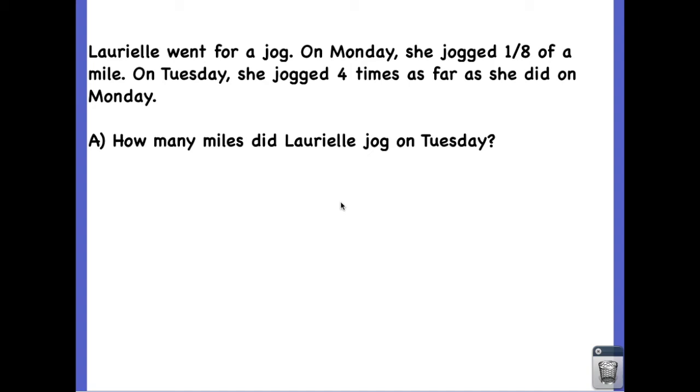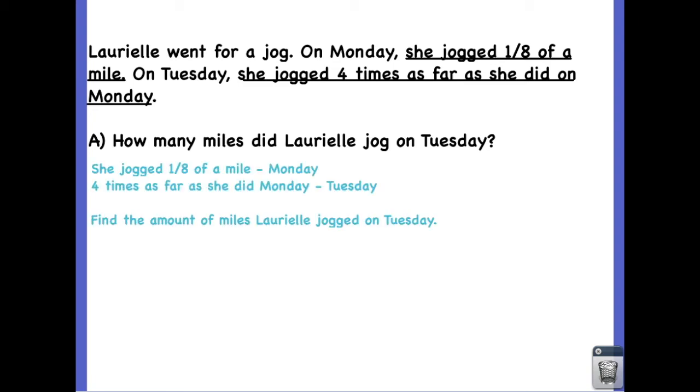So looking at this problem, we see that on Monday, she jogged 1/8 of a mile. And on Tuesday, she jogged 4 times as far as she did on Monday. So what information did we gather? We know she jogged 1/8 of a mile on Monday, and we know on Tuesday she jogged 4 times as far as she did on Monday. And we're trying to find the amount of miles L'Oreal jogged on Tuesday.